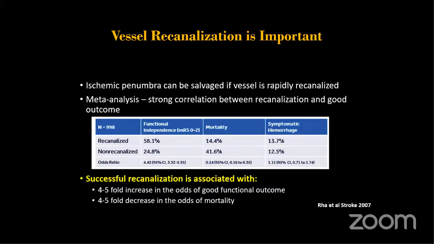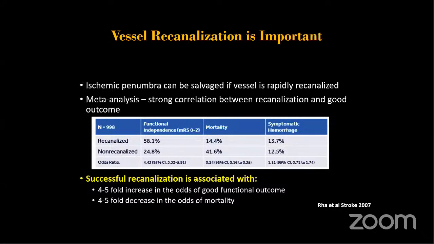As you can see in this paper from 2007, ischemic penumbra can be salvaged if vessels are rapidly recanalized. And this meta-analysis showed a strong correlation between recanalization and good outcome.